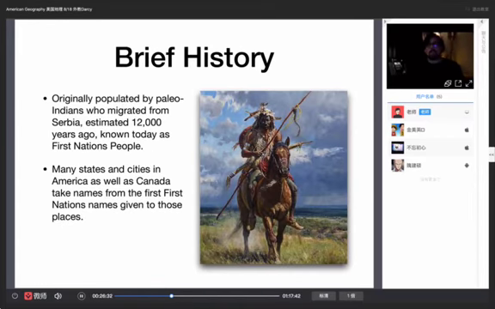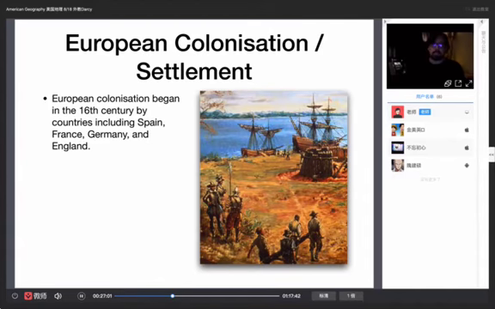Okay, so the original inhabitants, the First Nations people. America was originally populated by Paleo-Indians who migrated from Siberia an estimated 12,000 years ago, known today as the First Nations people. And many of the states and cities in America, as well as Canada, take their names from the First Nations people that gave names to those places.